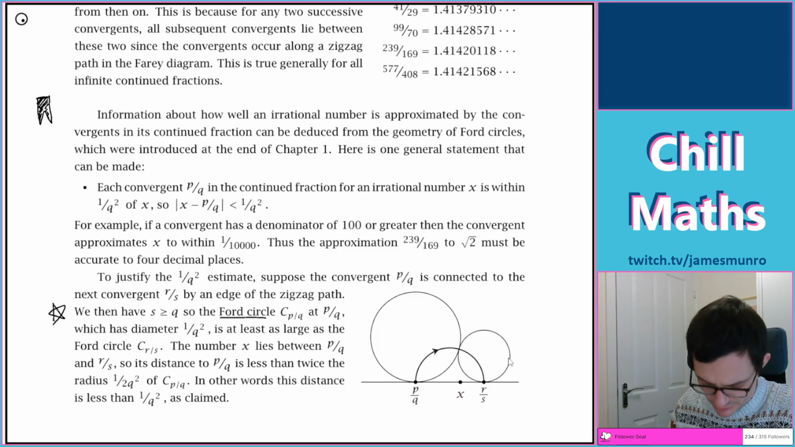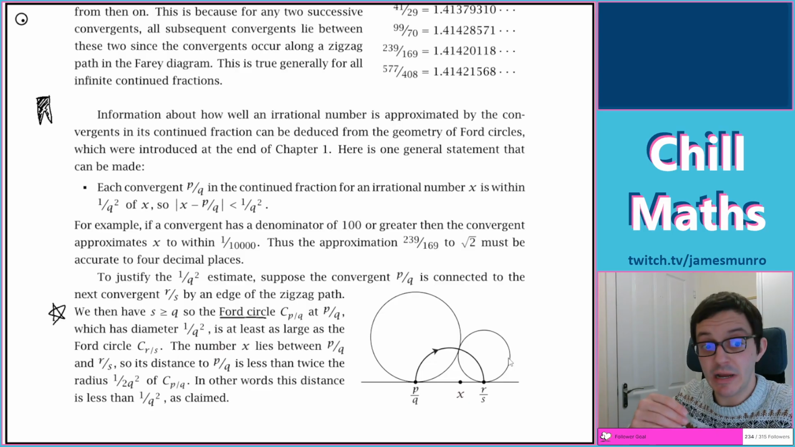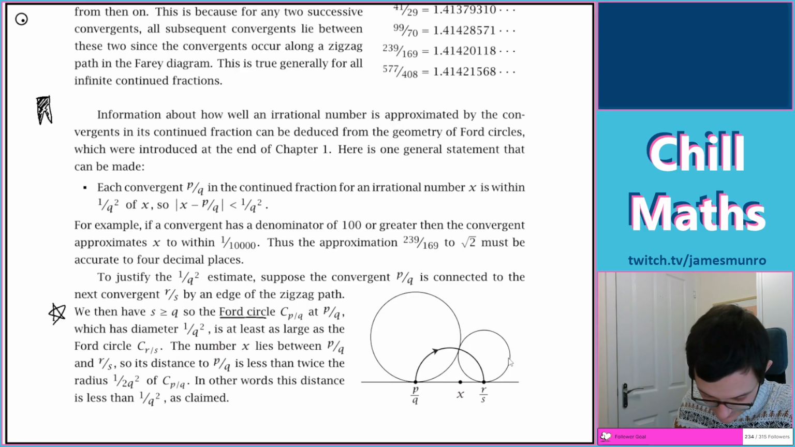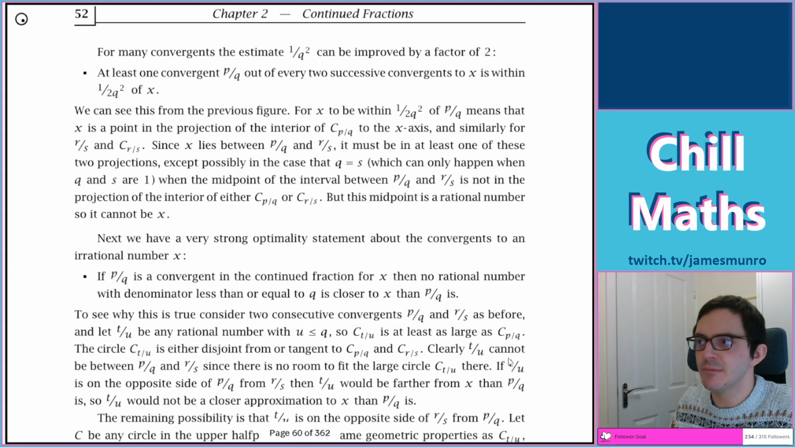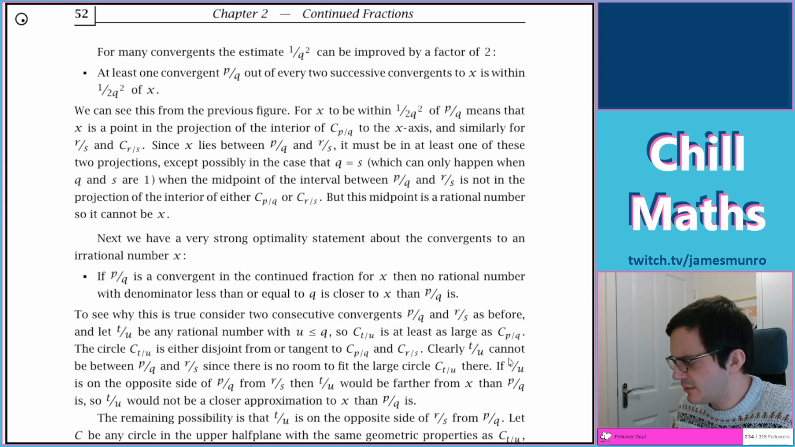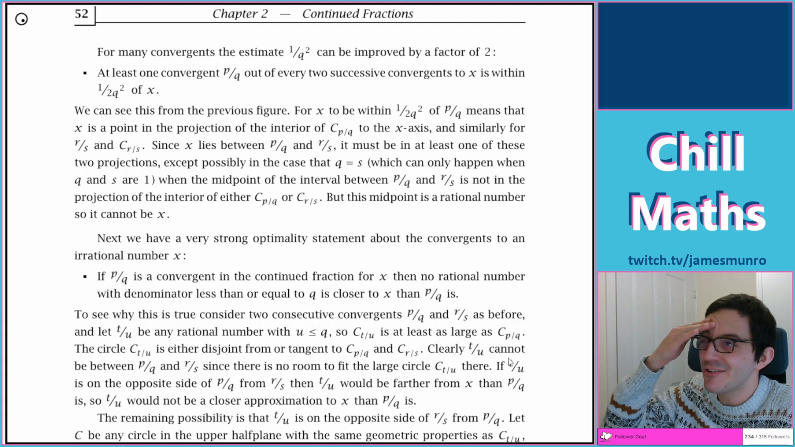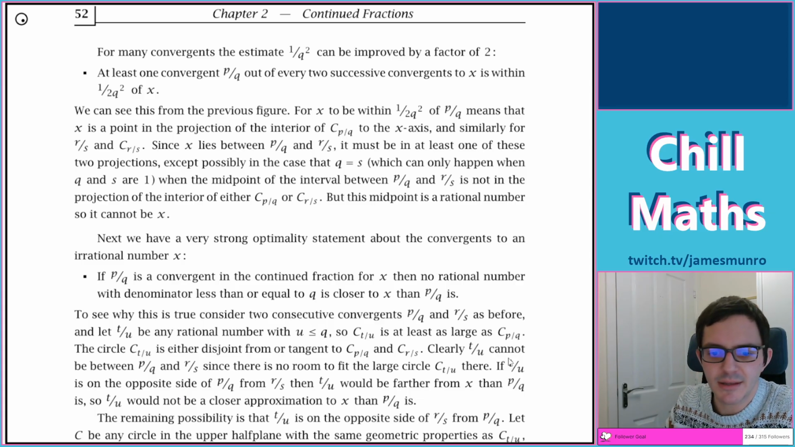Think about how good these convergents really are. It's within 1 over q squared. That's pretty good. That 355 over 113 is within about 1 over 100 squared of pi, which is better than you might expect. If you choose the best possible approximation of pi with denominator at most 113, that's the best one you can do, or something. You can improve it by a factor of 2.